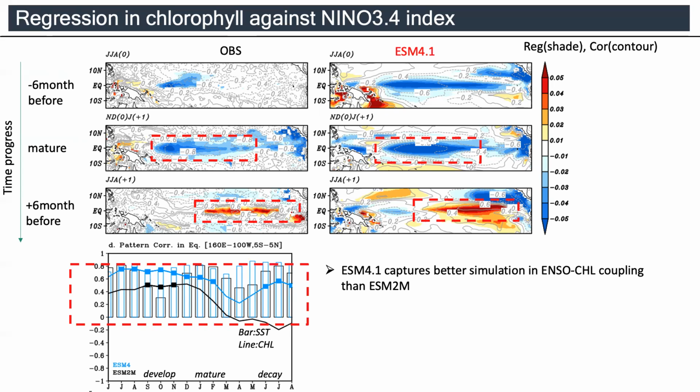Especially, we can see that post-El Niño chlorophyll rebound can be simulated above 0.5, while ESM2M did not capture it before. This is the most significant change in the new generation model, which successfully simulates the observed pattern in chlorophyll rebound.